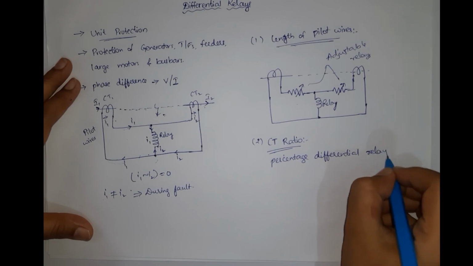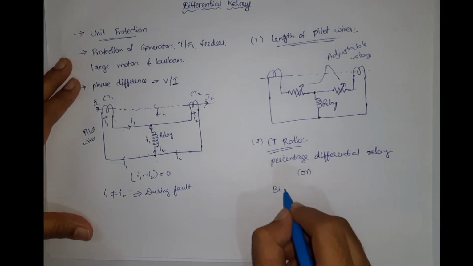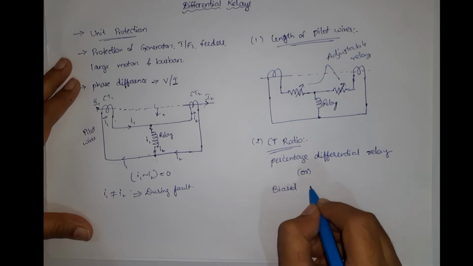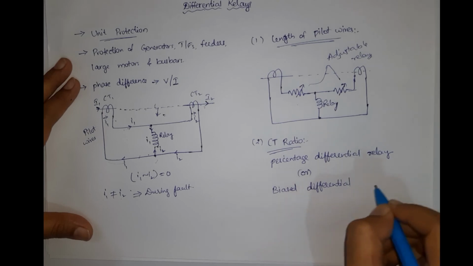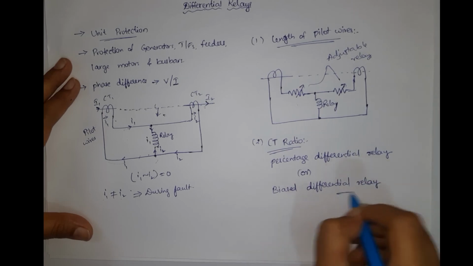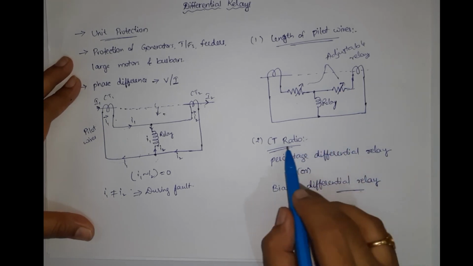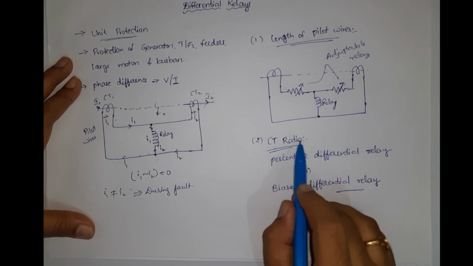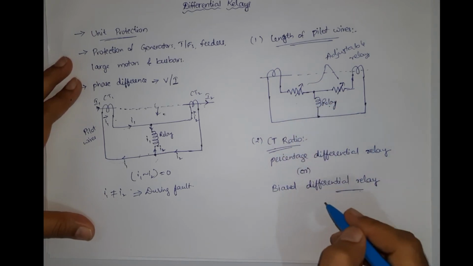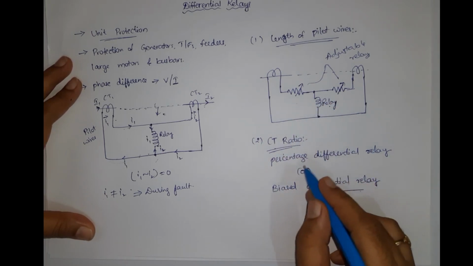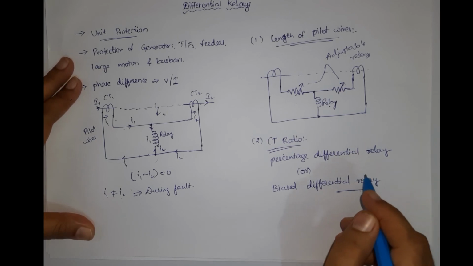The same percentage differential relay can also be called a biased differential relay. Right? In a biased differential relay, the problem of characteristic matching of the CTs on both sides of the relay can be overcome. So let us see about the biased differential relay in the next lecture. Thank you.